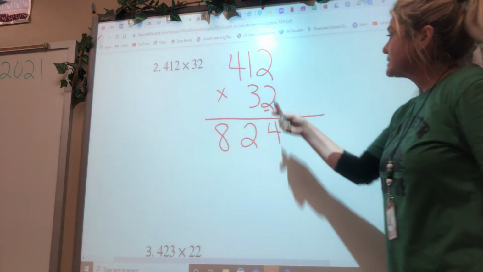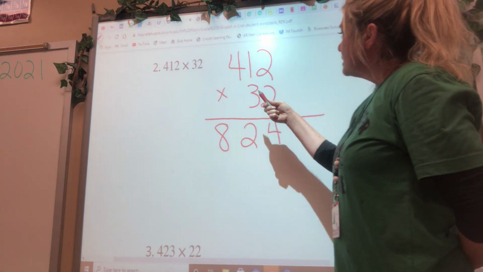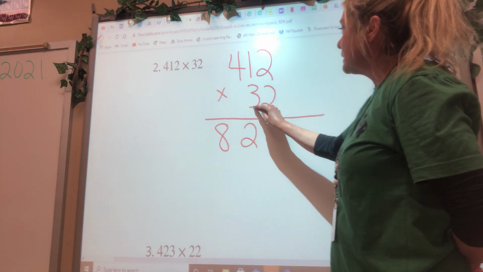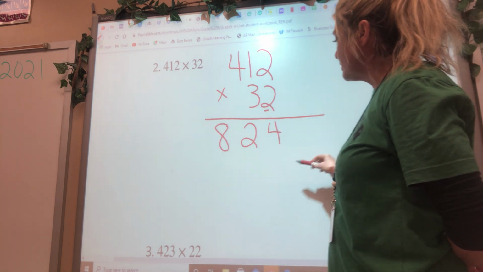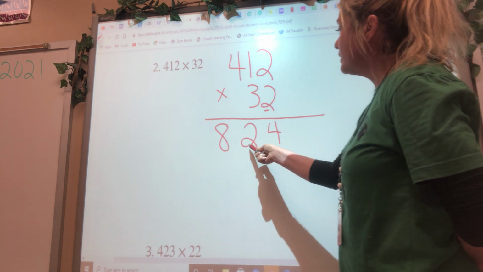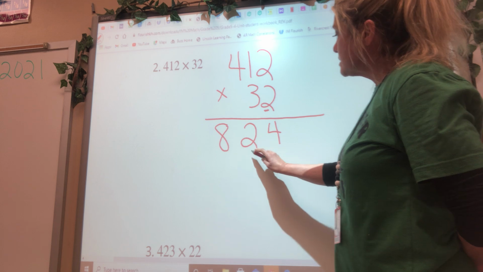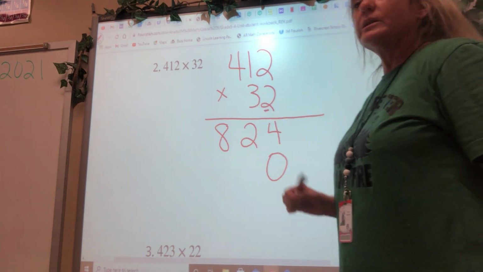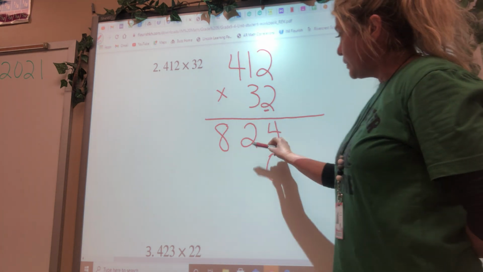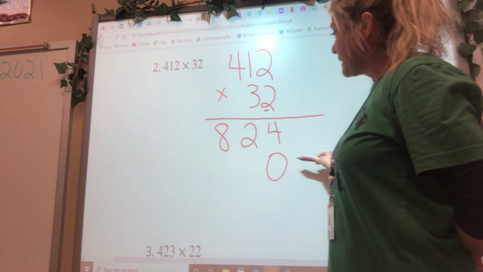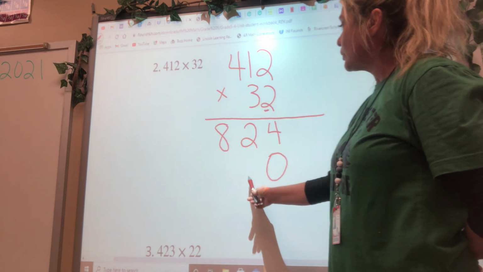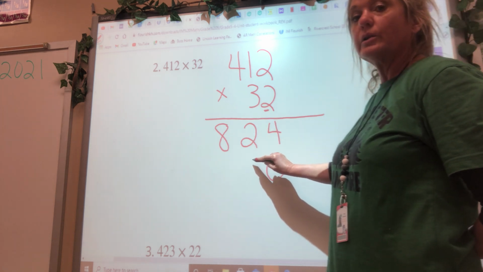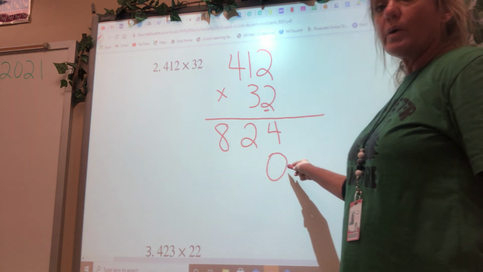Okay, so now I'm going to move to my second number. And my second number is in the tens place. So if I'm going to be working with my second number in standard algorithm, I need to be on the second row under the second number. So we're going to put a placeholder 0 in the ones spot, because now we're working with the digit in the tens place. So we start our multiplication under the tens place. Always put your placeholder 0.